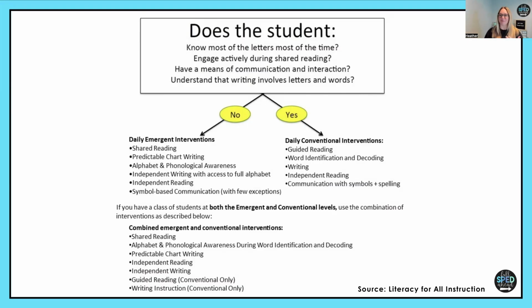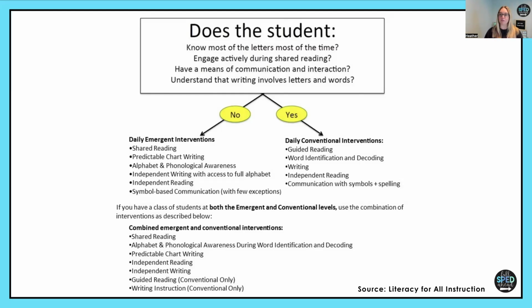You might have students on both ends of that, somewhere in the middle, and that's okay. But then again, you can do some of those combined. So you see if you have combined at the bottom there, the predictable chart rating is there as well. So this is a great slide if you want to go ahead and take a screenshot. This is kind of my tool always when I'm working with a new student of, okay, do they need some support? Do they know their letters? Do they go in shared reading?